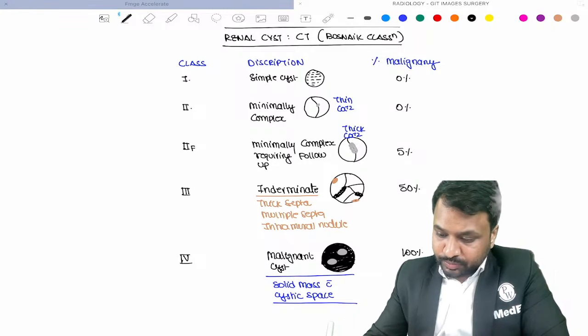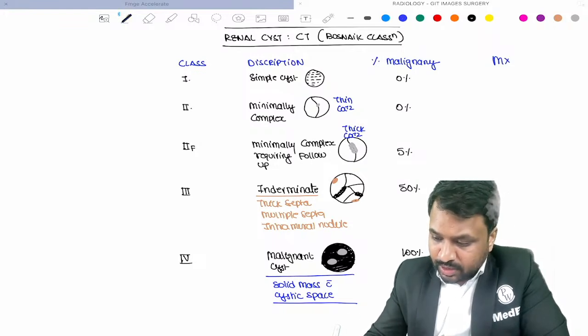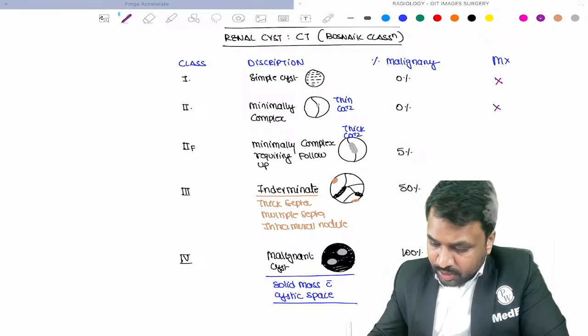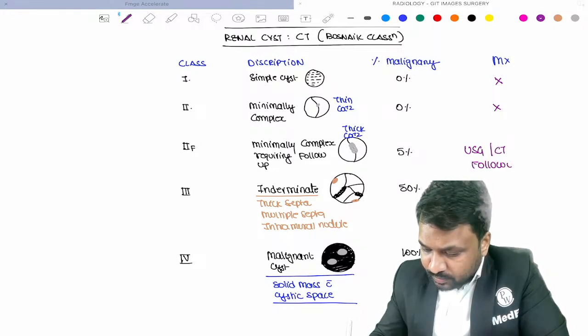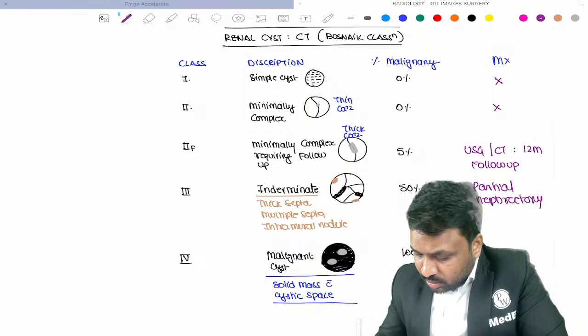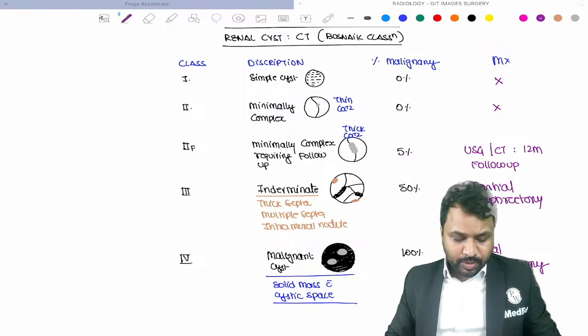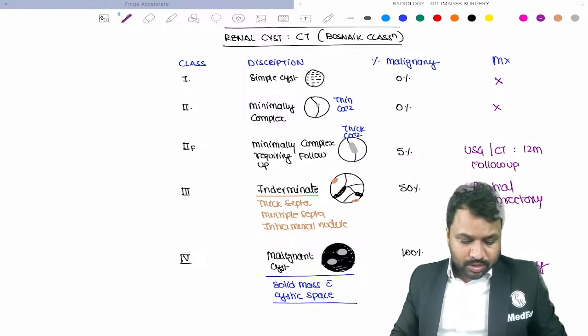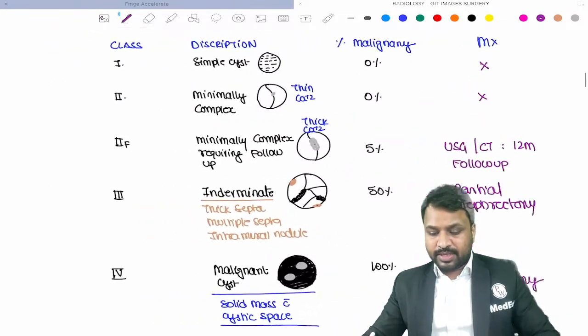Now, for the first two, in terms of management, you don't need to do anything. No intervention is required in these two. Here, you have to go with follow-up, that is a USG or a CT follow-up, and this is done every 12 months. Here, you have to go with partial nephrectomy. And here, a total nephrectomy should be performed in these contexts, right? So this is how you're going to evaluate renal cysts. Again, a very, very important topic from the exam perspective.